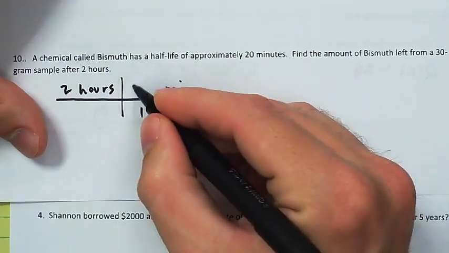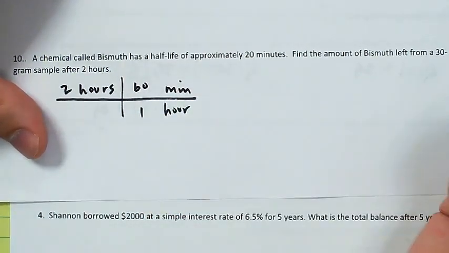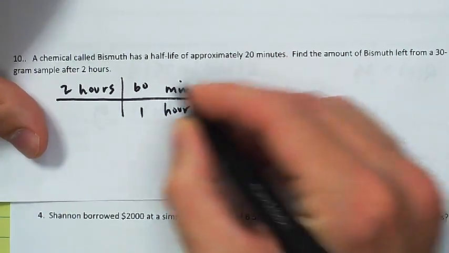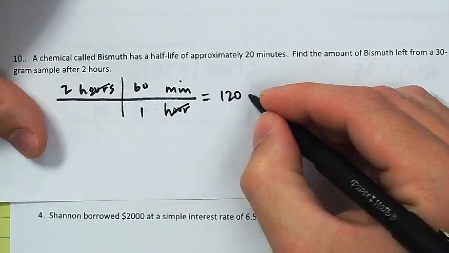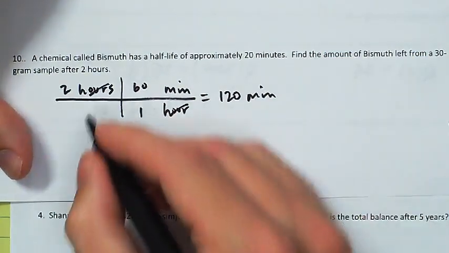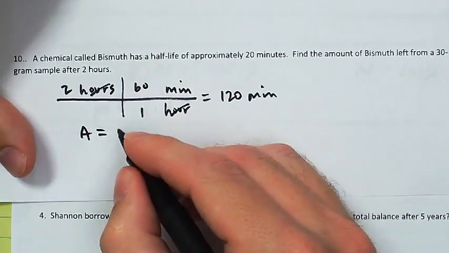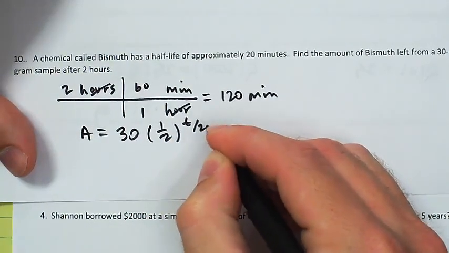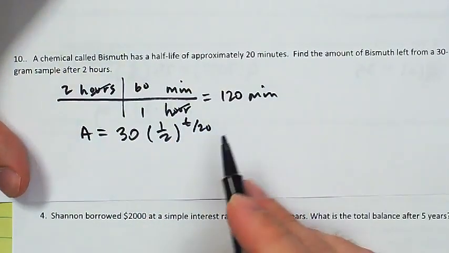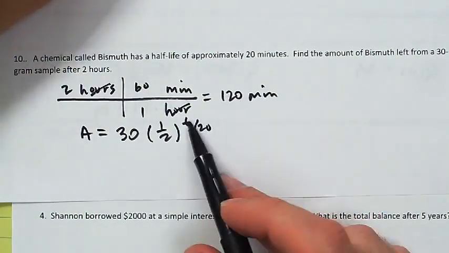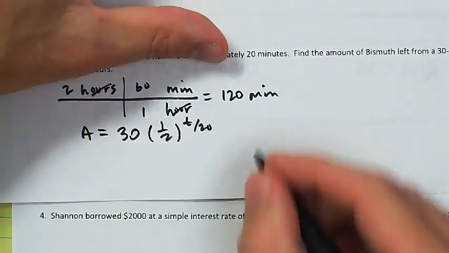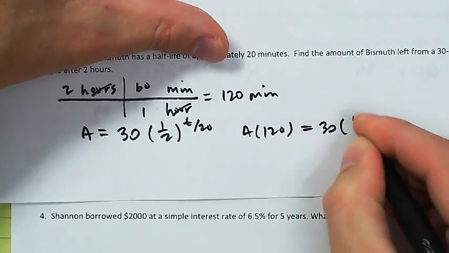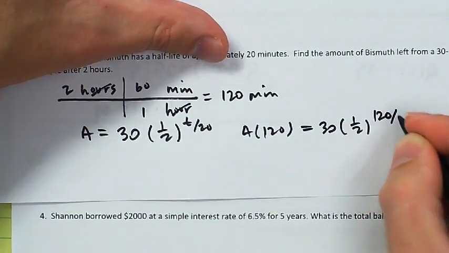1 hour is equal to 60 minutes. So if I divided them by each other, it would be multiplied by 1. And so that would be 120, cancel the units, minutes. And so amount is the starting amount times 1/2 to the t over the half-life, which is 20 minutes. If I plug in 120, that would end up being 6 half-lives, or we could just say A of 120 equals 30 times 1/2 to the 120 over 20.